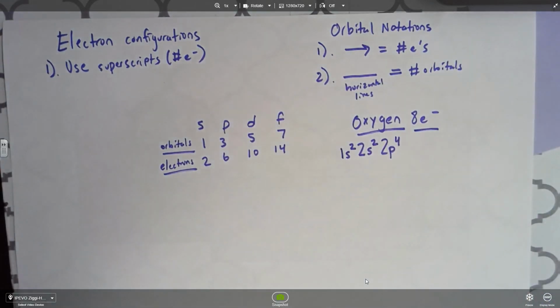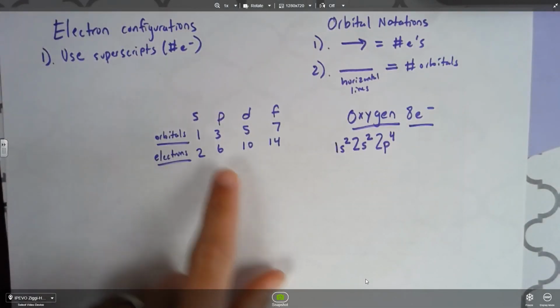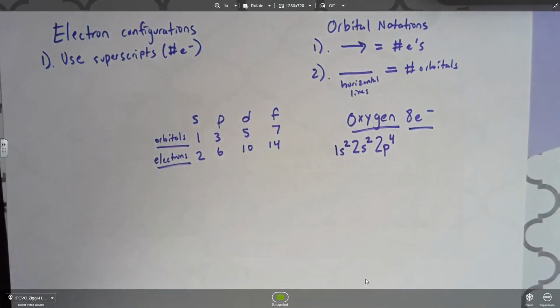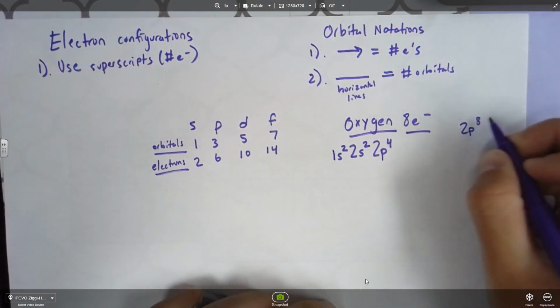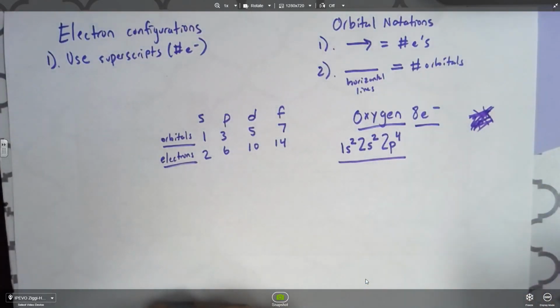You cannot have more than 2 electrons in s. You can have up to 6 in p. We don't have 6, that's fine. We can have 6 or less. All right, but you cannot have more than 6. So that means you'll never write 2p with like 8. Okay, that does not happen. All right, so this is the electron configuration.